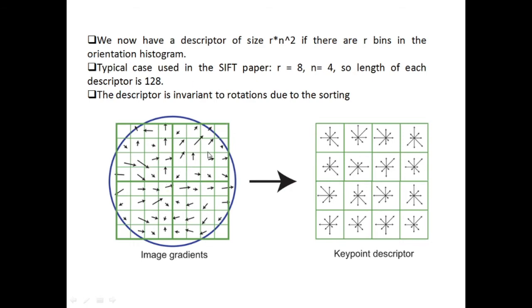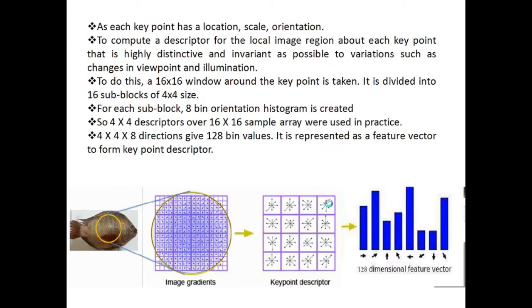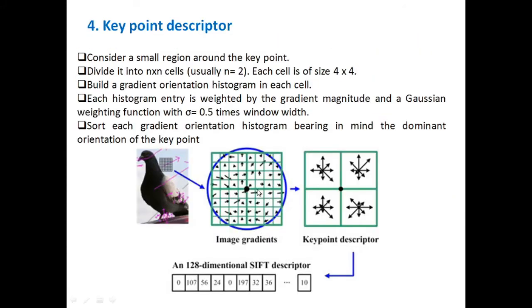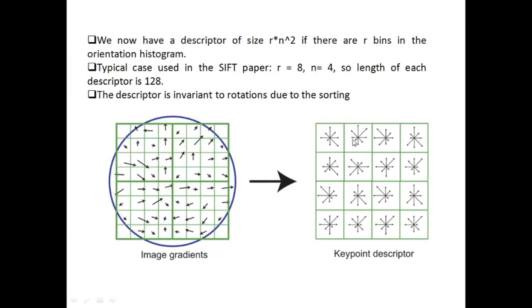It is the general working operation for SIFT. That means SIFT uses 8 bins and 4 cells, 1, 2, 3, 4. So the length of each descriptor will be 128. The descriptor is invariant to rotations due to the sorting. So in this manner it is invariant to rotations. It is a 128 dimensional SIFT descriptor.